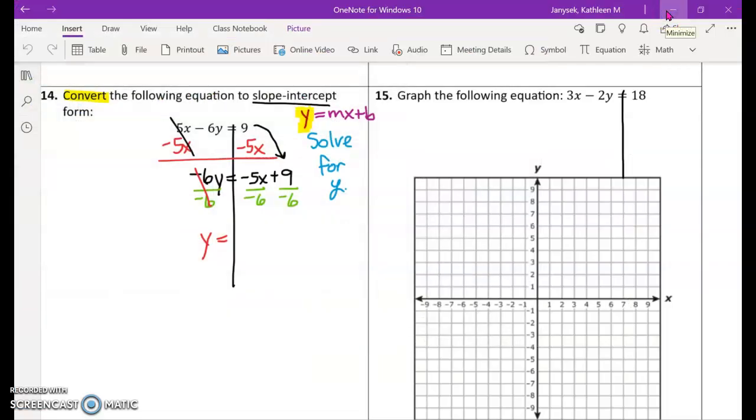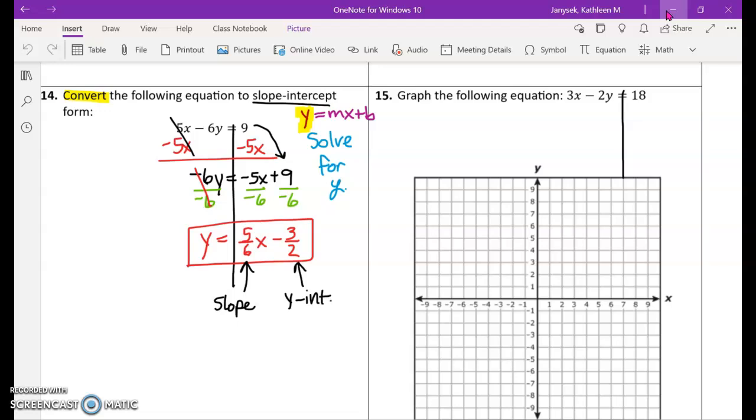So 5 over 6, positive now. And then 9 divided by negative 6 was negative 3 over 2. So I just wrote it as minus 3 over 2. And remembering that the number in front of the x is the slope, and the number that's not is the y-intercept. And notice that it's not always a nice, pretty whole number. Sometimes the y-intercept is a decimal or a fraction.